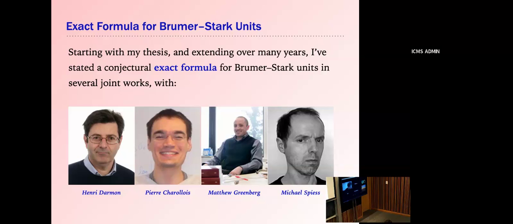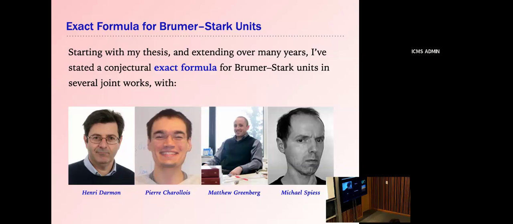So then I was led to generalize this, because the Brumer-Stark conjecture holds in more generality, where you have a totally real field and the prime P shouldn't be forced to be inert in that field. And so this led to a sequence of very fruitful collaborations, and I have some of those collaborators here, Pierre Charlois, who's here, Matthew Greenberg, and Michael Spiess, in which we generalize that formula to the arbitrary setting. So at the conclusion of this sequence of collaborations, which took many years, we had a very general conjectural exact formula for the Brumer-Stark unit.